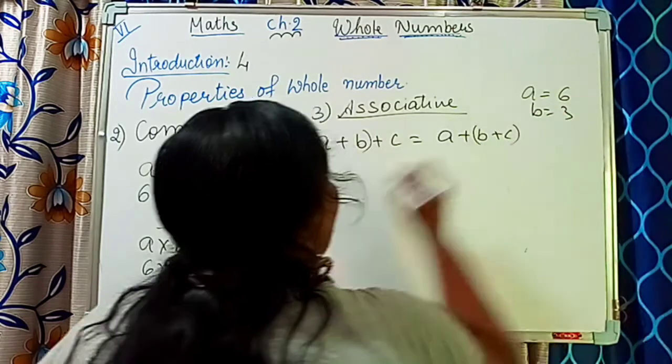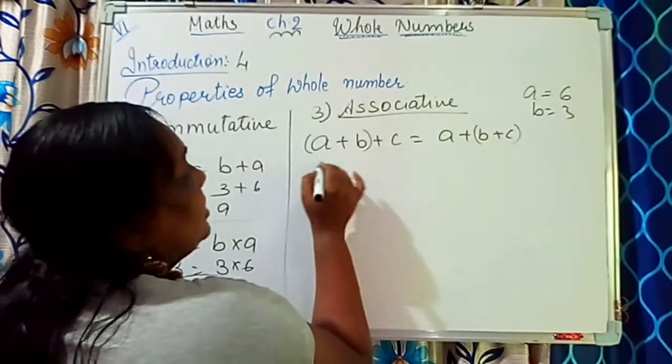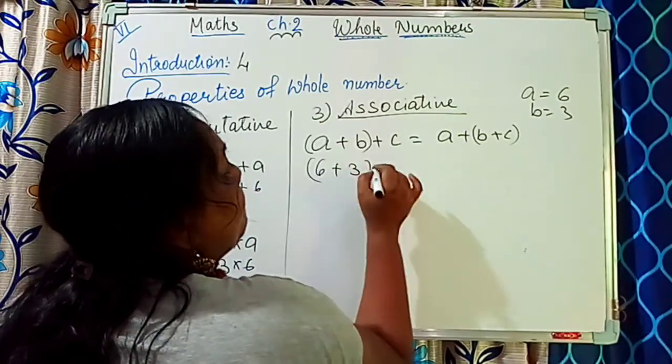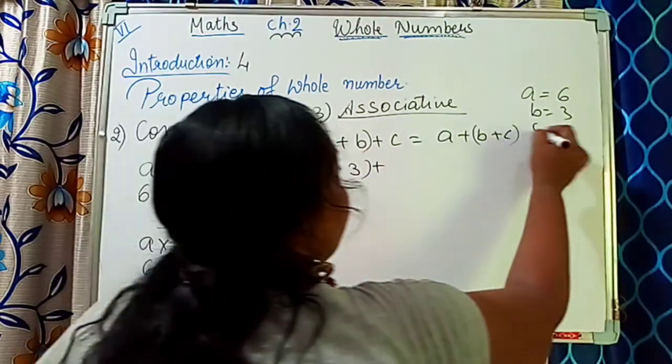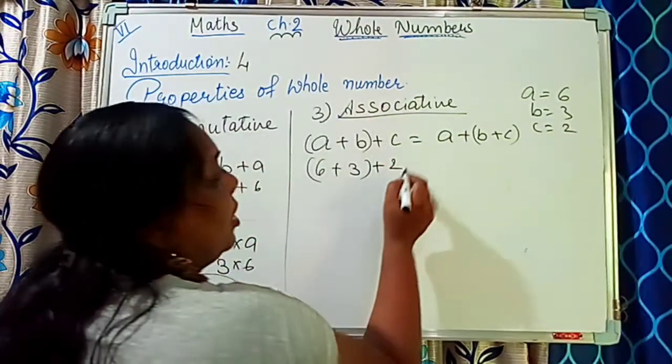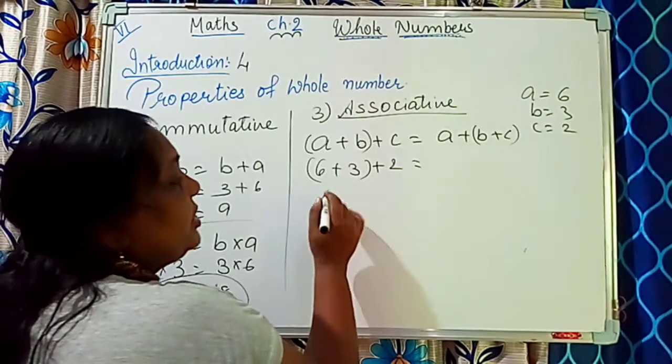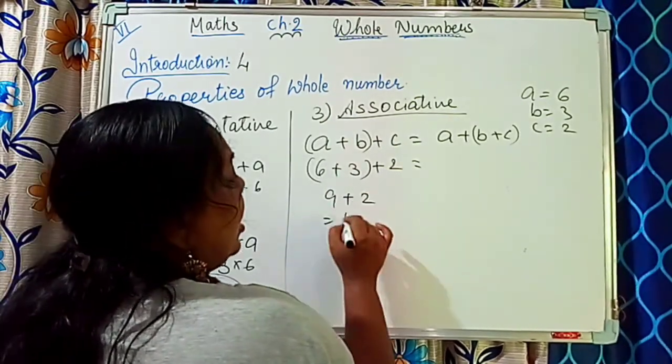B is 3. Okay. So A, what is there? 6 plus 3 plus C. C I have written 2. Okay. So 6 plus 3, what is that? 9. 9 plus 2, 11.